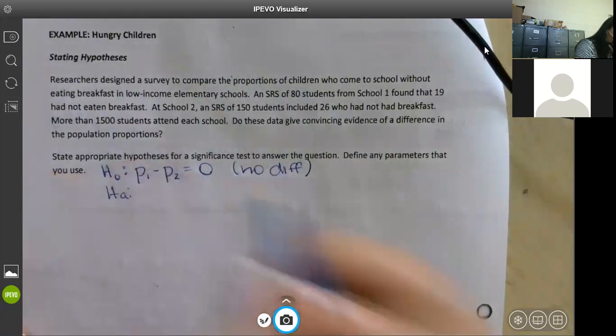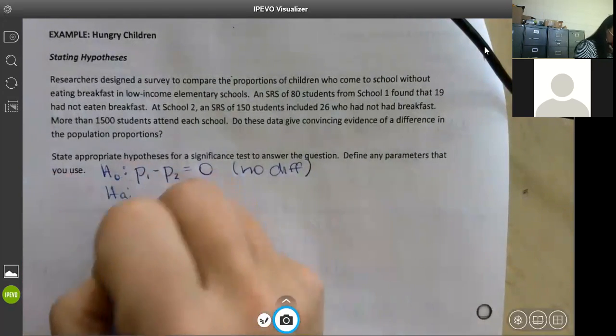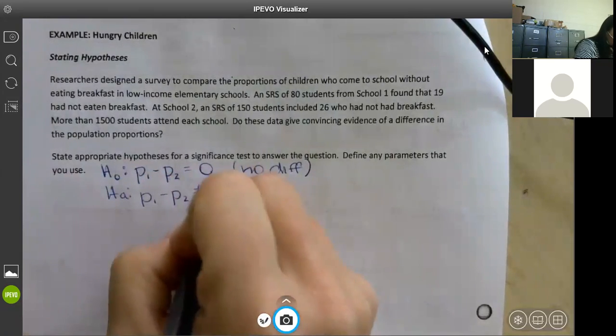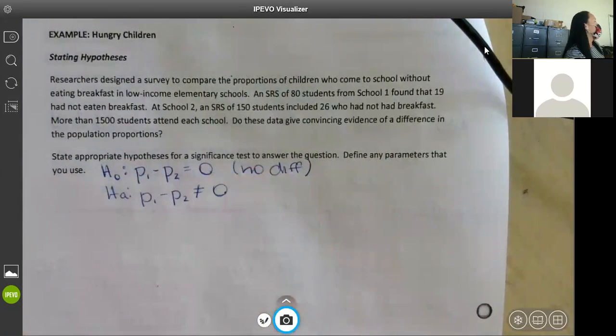So then what would your alternative be? Just not equal. And depending on whether it's negative or positive, we'll show you which way it's in favor of, okay? So if P1 is higher, it's going to give you a positive number. And if P2 is higher, it'll give you a negative number. So whatever they choose.